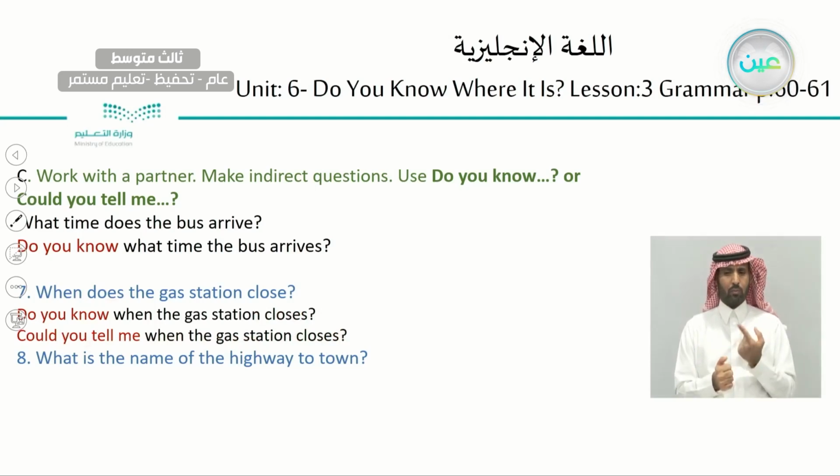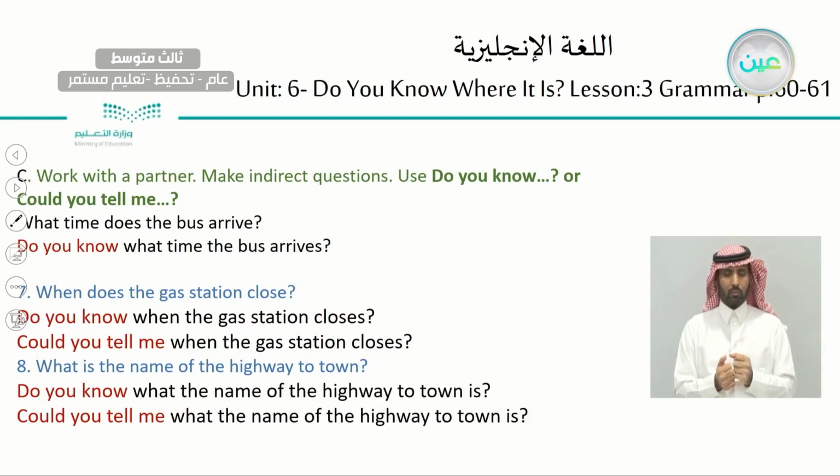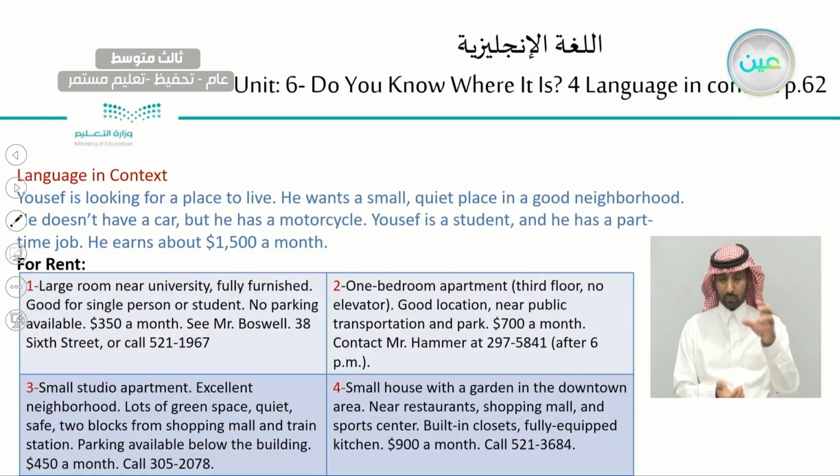What is, okay, we change it to, we move the helping verb, verb to be, here. Do you know what the name of the highway to town is? Could you tell me what the name of the highway to town is? Okay, these are the answers for exercise C.